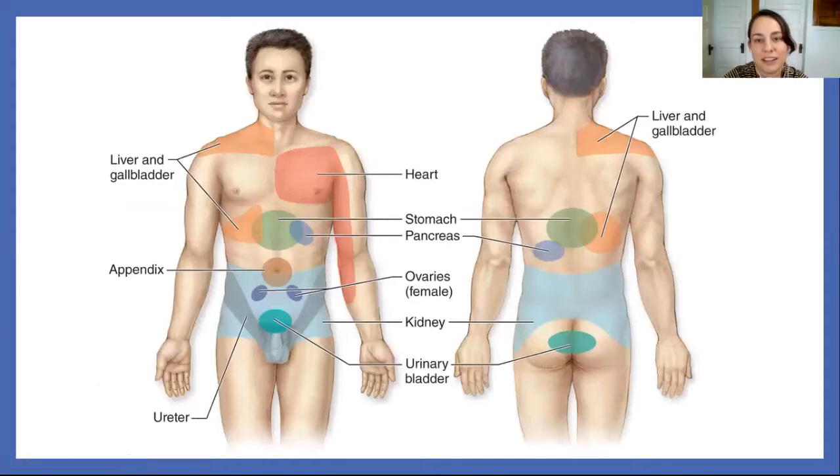This is a map of some of those areas of referred pain. If your liver hurts, that may be misinterpreted as your shoulder. If your appendix hurts, it's misinterpreted as the umbilical region. The stomach, front of your chest, your heart, your pectoral region, your arm. Your ureter might be up your sides, and the kidney might be the entire lower abdomen.